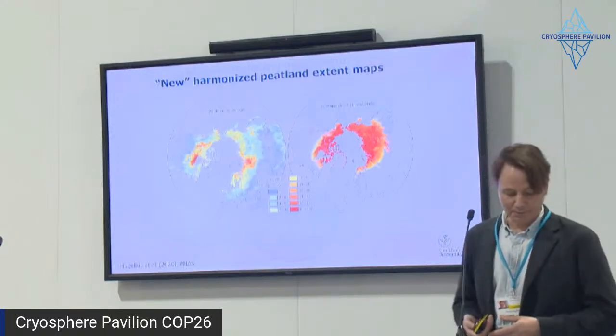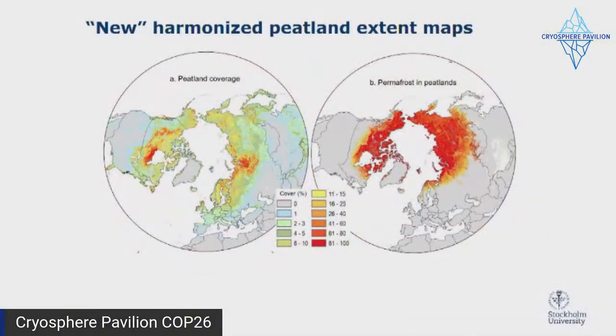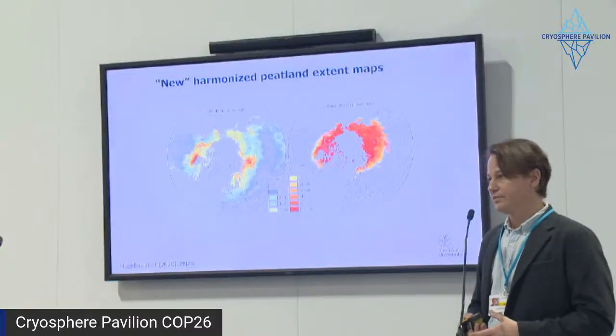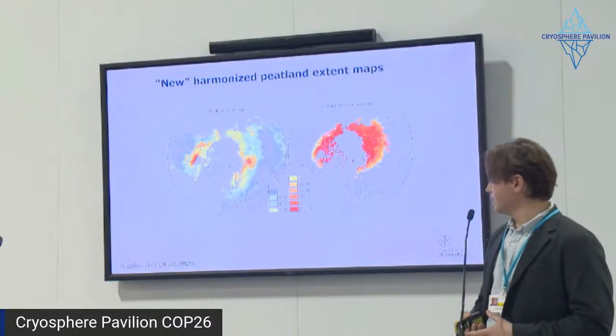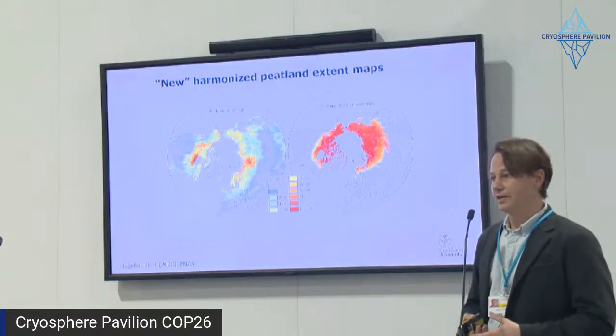So to address that problem, we published a paper last year. It's a very big group. I forgot to acknowledge all of my co-authors on the first slide, but they were all on there. It's a big collaborative project where we did, I call them new within quotation marks, because we're actually using the best existing maps from different countries. We harmonized them and we merged them together. So then we made peatland extent maps for the whole northern hemisphere, north of 23 degrees latitude. So you see peatland coverage on the left, and you see the extent of permafrost in peatlands on the right. So you see there's quite a lot of these peatlands that are affected by permafrost.